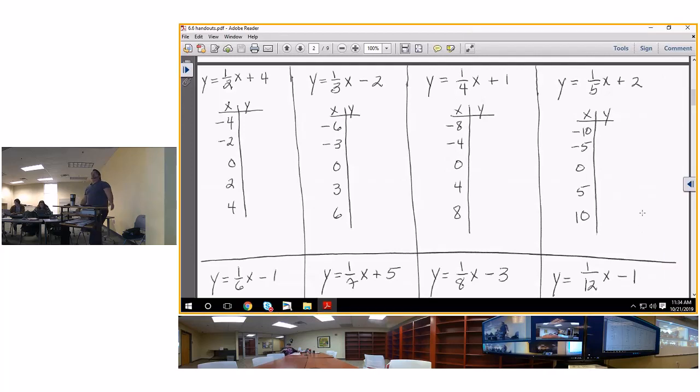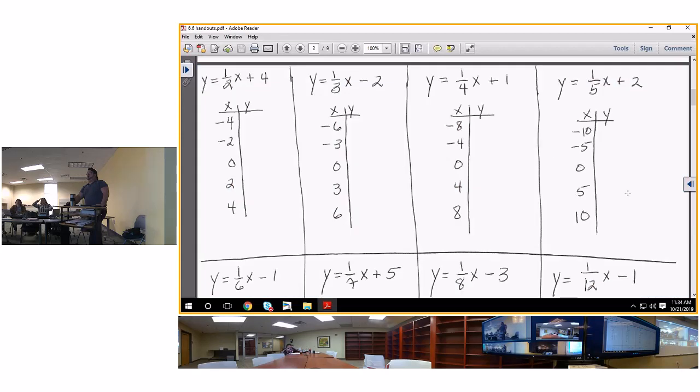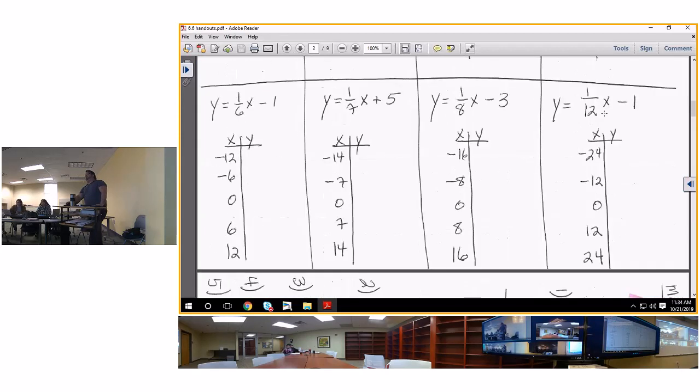So what if you have y is equal to 1/2 x? You use -4, -2, 0, 2, and 4. I'm counting by 2's. What if I have 1/3 x? -6, -3, 0, 3, and 6. What if I have -1/4? -8, -4, 0, 4, and 8. It's called critical thinking and using what kind of method? KISS method. You want to keep it simple. What if I have 1/12? -24, -12, 0, 12, and 24.